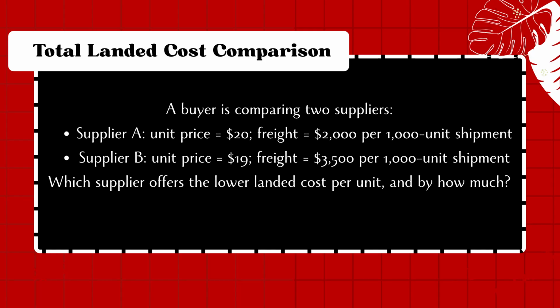Problem 7. Total landed cost comparison. A buyer needs to choose between two suppliers that offer different prices and shipping costs. Supplier A charges $20 for each unit and adds a freight charge of $2,000 for every shipment of 1,000 units. Supplier B charges a slightly lower price of $19 per unit, but a higher freight charge of $3,500 for the same shipment size. Which supplier actually offers the lower cost per unit once shipping is included, and by how much?